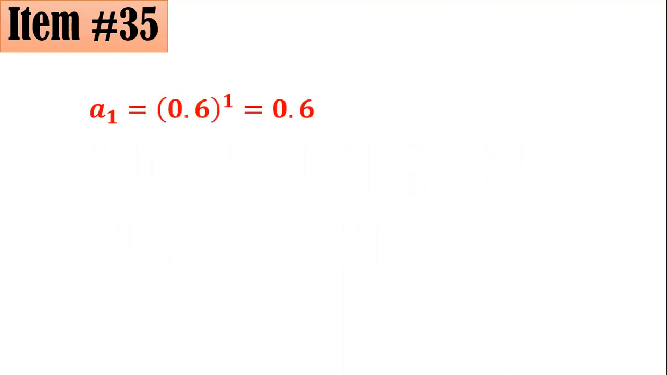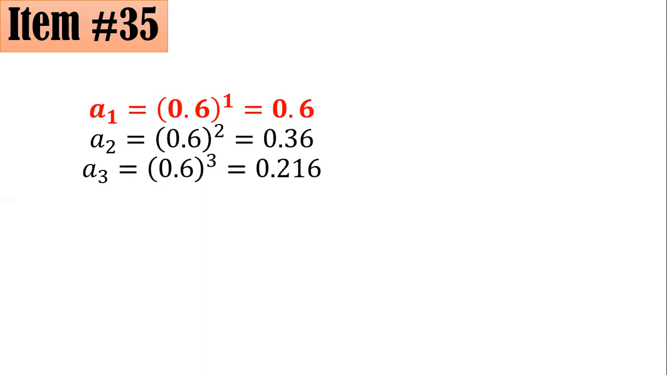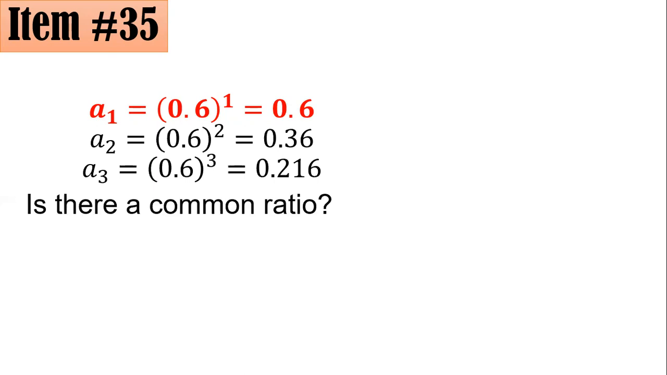We have to remember that if you get the first term of this sequence by replacing n by 1, you will get 0.6. Replacing n by 2 gives you 0.6 squared or 0.36. If you replace n by 3, you will get 0.6 cubed, which is 0.216. And is there a common ratio? Yes. Because if you divide the second term by the first, or the third term by the second, you could actually get a common ratio of 0.6.